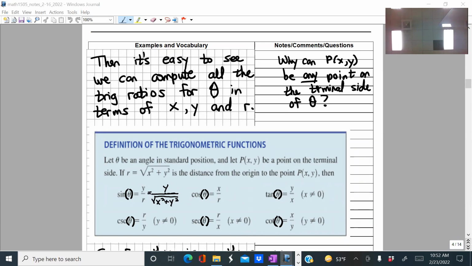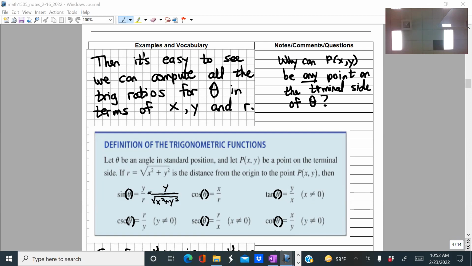So as you told me there, Robbie, sine is going to be y over r, and remember r is the square root of x squared plus y squared. There's cosine, x over r, there's tangent, y over x, and then of course just take the reciprocals to get the other three trig ratios. One thing that's really important here that I want to point out is, look, r is this positive square root, so r is always positive.